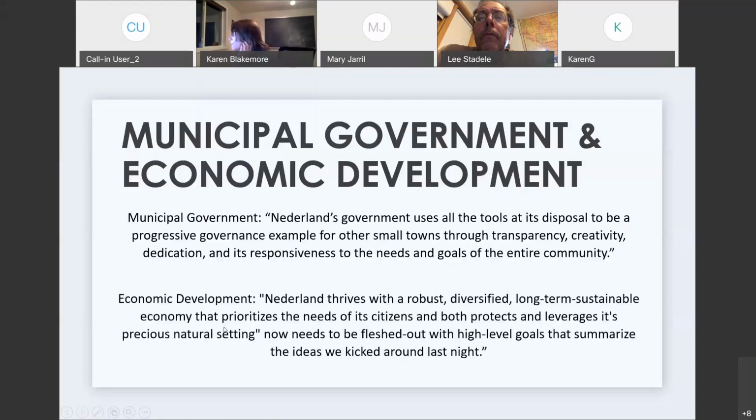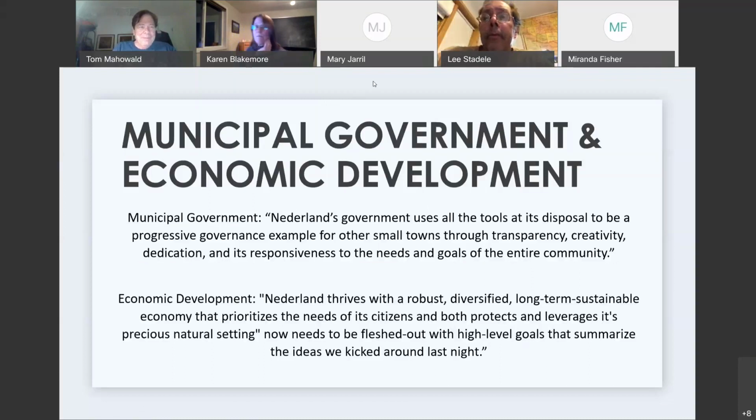All right, Tom, your turn for municipal government and economic development. Oh, I can see it's too long after the last one. There's two of them, though. Municipal government: Netherlands government uses all the tools at its disposal to be a progressive governance example for other small towns through transparency, creativity, dedication, and responsiveness to the needs and goals of the entire community. And I suggest that we break there and work on that before we move on to economic development.